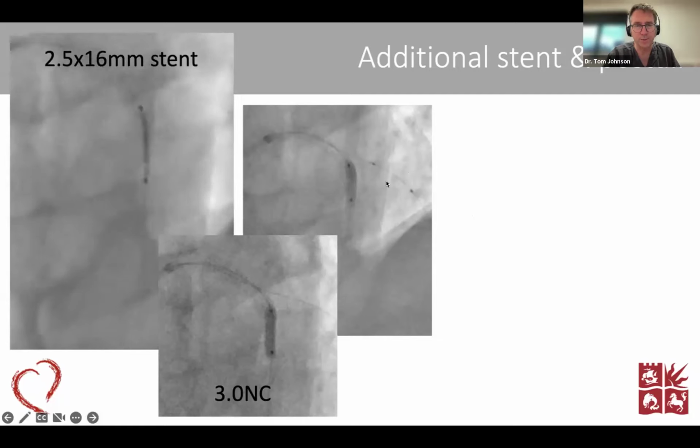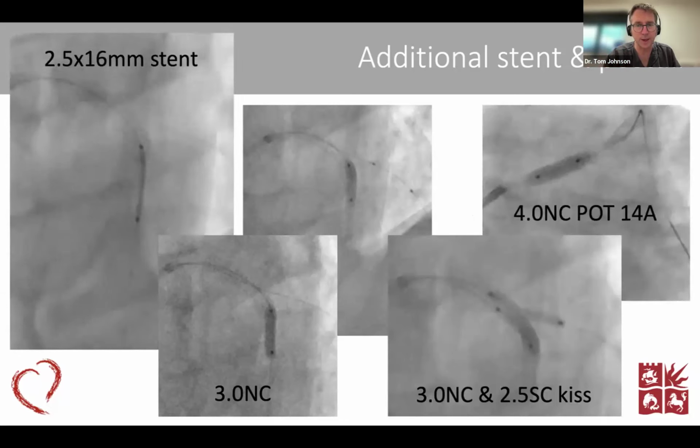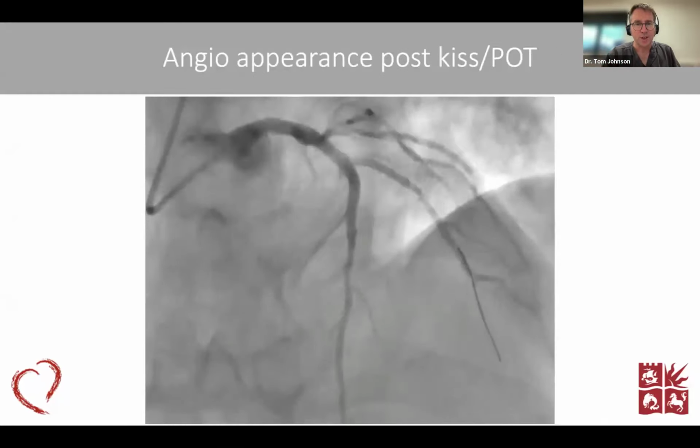And you can see now, having been confident in where that wire crossed into the diagonal, I've then taken a balloon down the diagonal to perform a KISS with a 3.0 and a 2.5: a 3.0 non-compliant in the LAD and a 2.5 semi-compliant in the diagonal. Then, having identified that there was still malapposition proximally, I went with a 4.0 NC balloon. And that's how it looks angiographically.